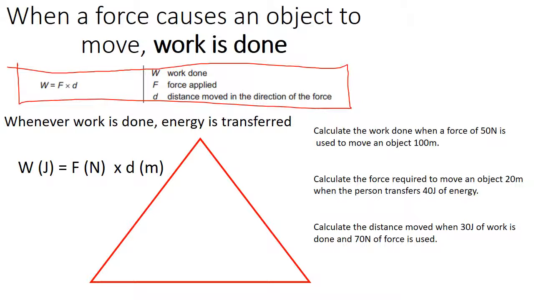and the first job I would like you to do is add your units to it. So work done, like I said, is just the same as saying energy transferred. So work done is going to be in joules. Your force applied is a force, that's in newtons, and then the distance is in metres.